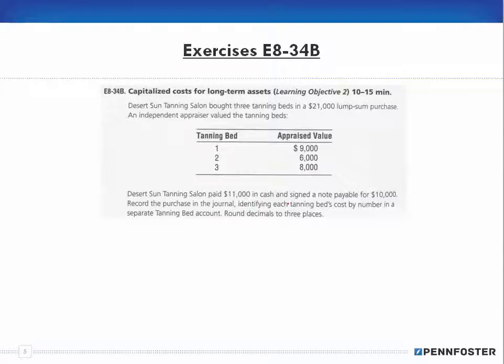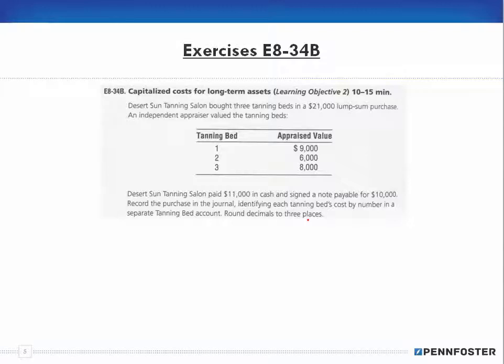They paid $11,000 in cash and signed a note for $10,000. Record the purchase in the journal, identifying each tanning bed's cost by a number in a separate tanning bed account. Okay, so round decimals to 3 places.